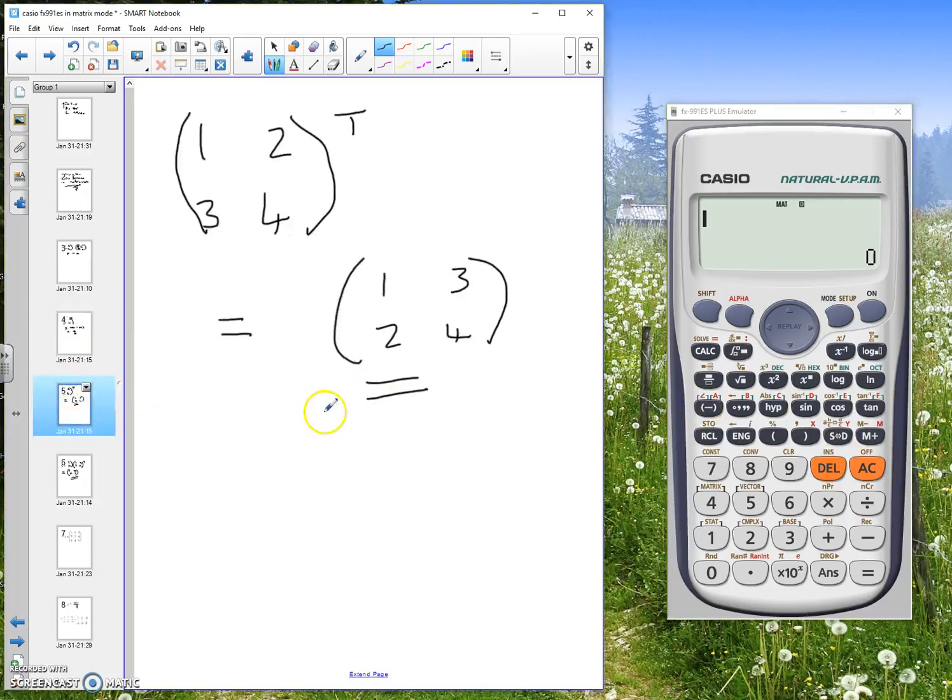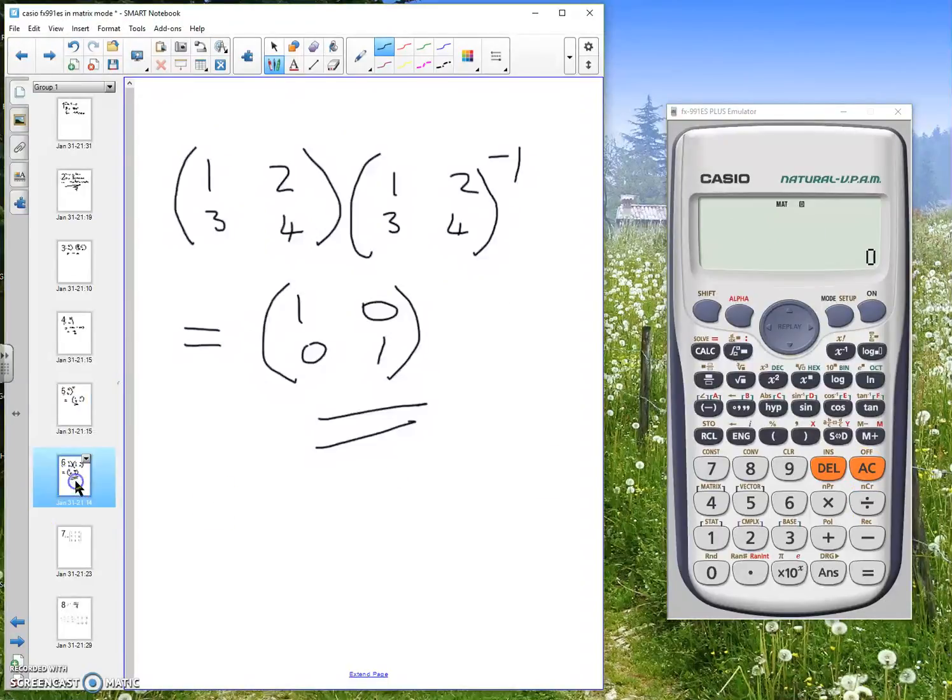Next operation I want to highlight is transpose. Transpose is where the rows and columns are transposed. The command for this in the matrix menu is trn, which is 8. So I'm going to transpose matrix A 1 2 3 4. That's 3 for matrix A, close bracket, equals, and that's what I expect: 1 3 2 4.